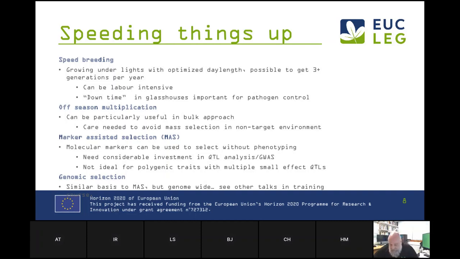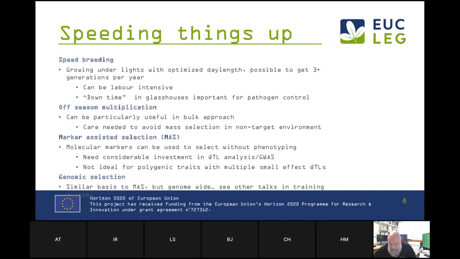We can use off-site multiplication, so growing in the summer in the northern hemisphere, then sending progeny down to the southern hemisphere for the winter for multiplication or more selection. Works very well with the bulk method. It can be confounded by concerns of phytosanitary certification. Border controls can often be indifferent to deadlines that we are bound by within breeding.